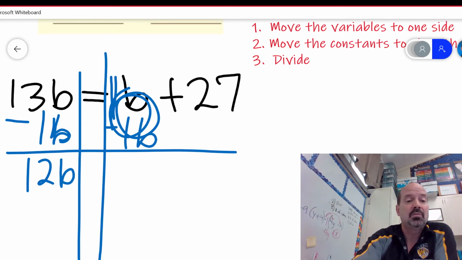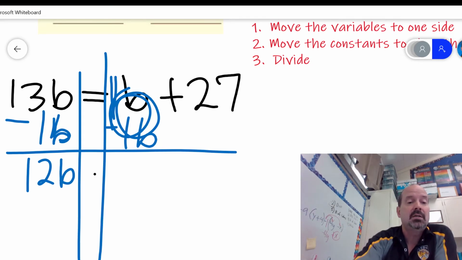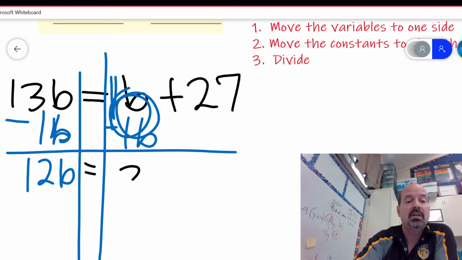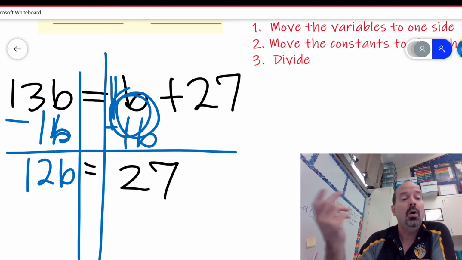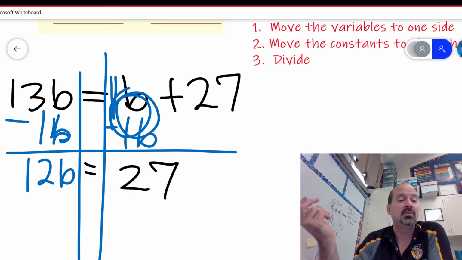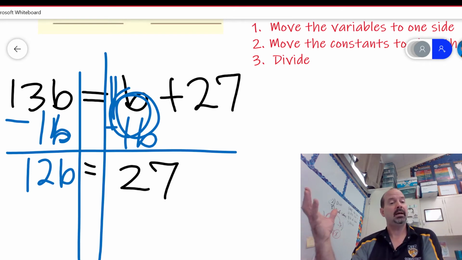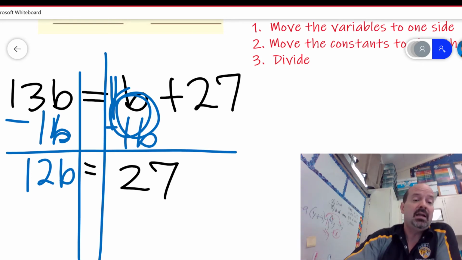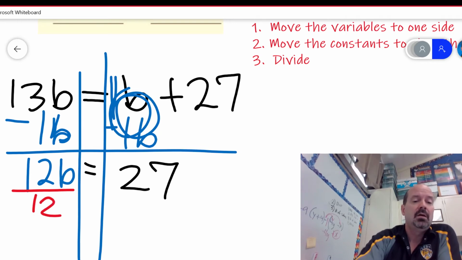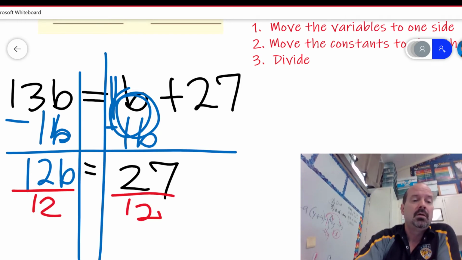Next step we're going to do is we're going to move the constants to the other side. Let me write the rest of the problem first, though. Oh, there are no constants on the side with the 12b, so we get to skip that step. Hooray! And then the last step is to divide. So if I divide by 12 here and divide by 12 here, why did I do that? Because 12 divided by 12 is 1.